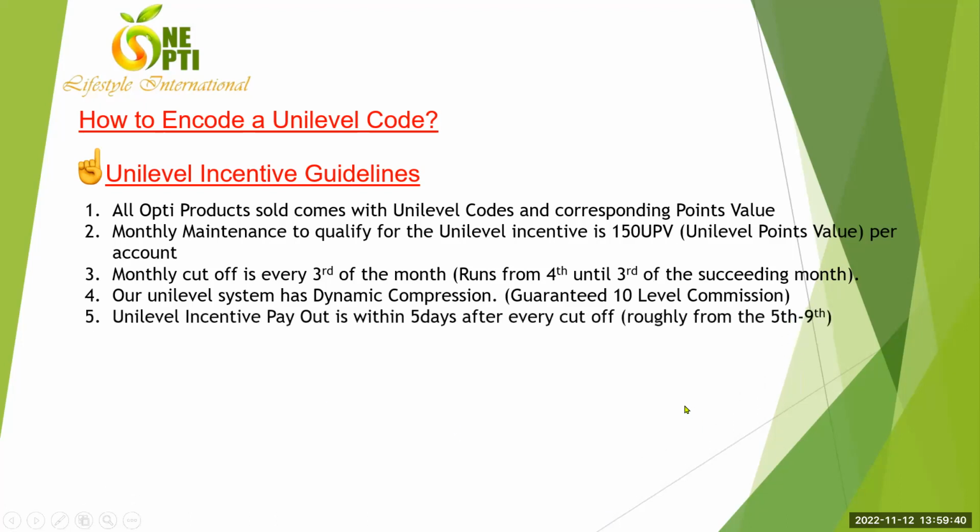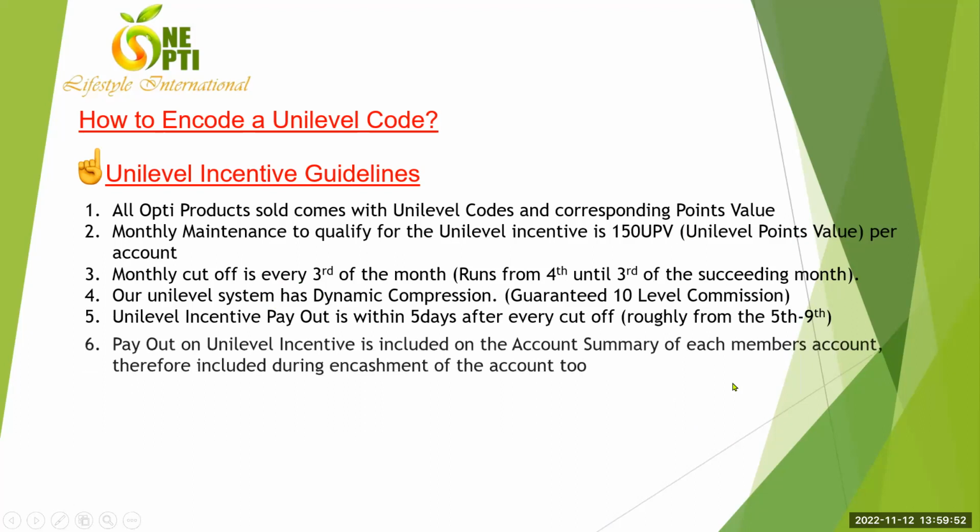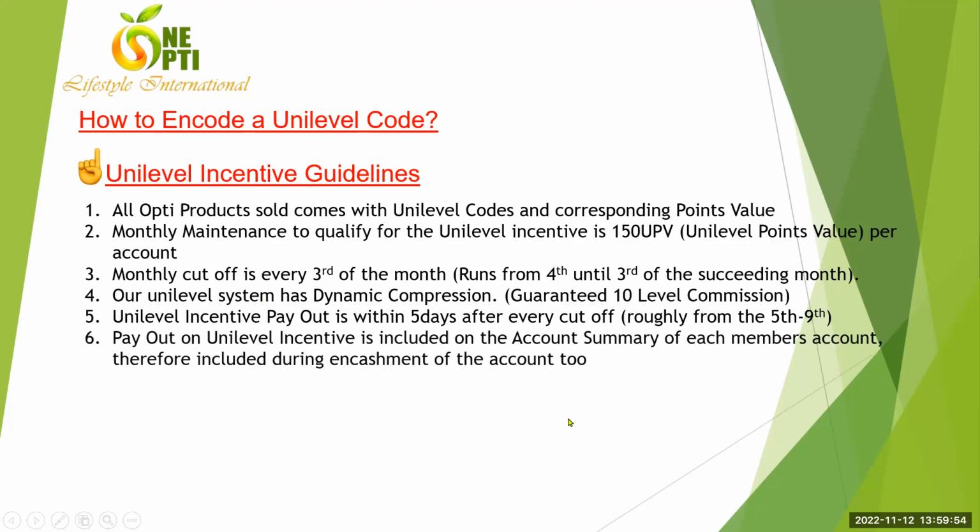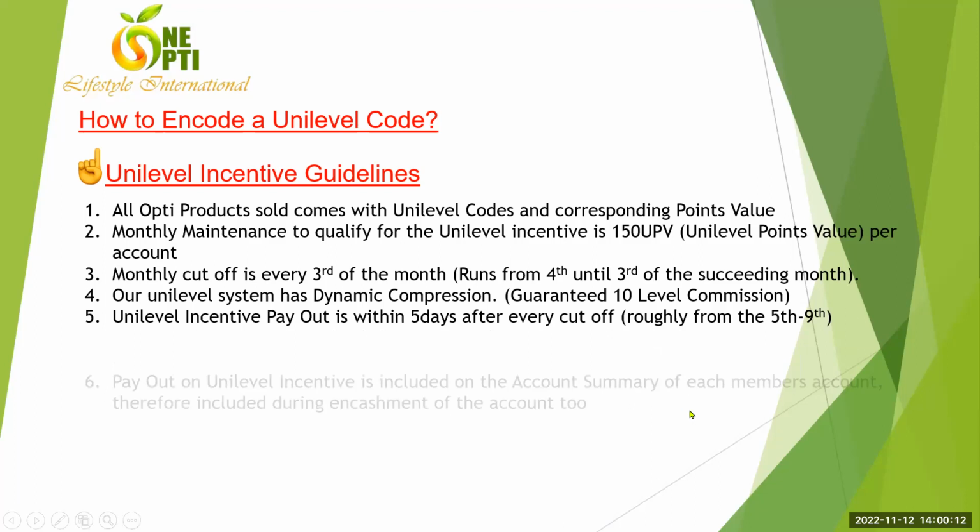Now, unilevel incentive payout is within 5 days. Well, basically, this 5 days no longer applies. It should be 5 to 10 business days. I just failed to update this information. And payout on unilevel incentive is also included in the account summary of each member's account, therefore included during encashment of the account too. So whenever the unilevel commission is applied to your account and you do an encashment, it will be in cash all throughout.